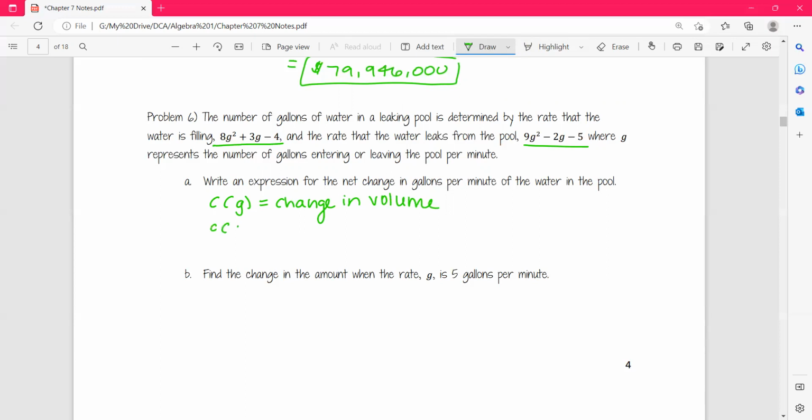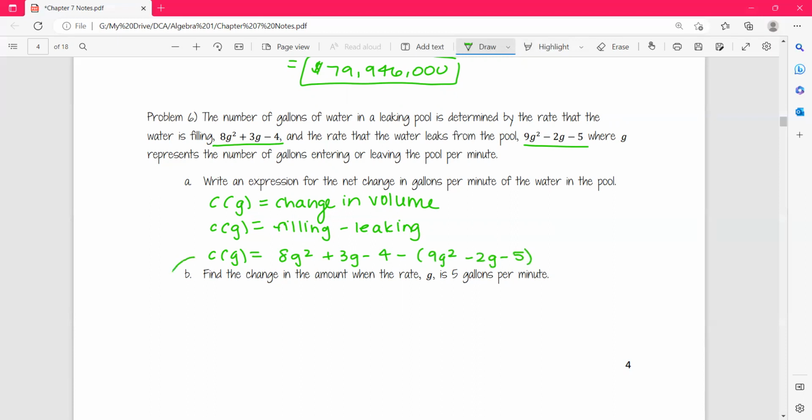And so what that's going to be has to be how much it's filling minus how much it's leaking. And that's going to be our equation, right? Because that's how much is going to be left. How much it's filling minus how much it's leaking. So I'm going to have filling is 8g squared plus 3g minus 4 minus how much it's leaking, 9g squared minus 2g minus 5.